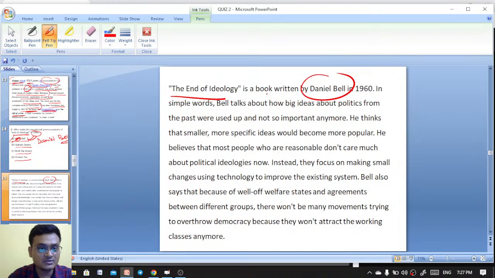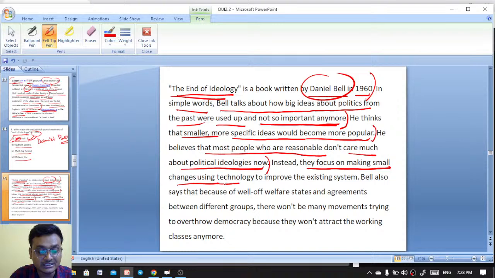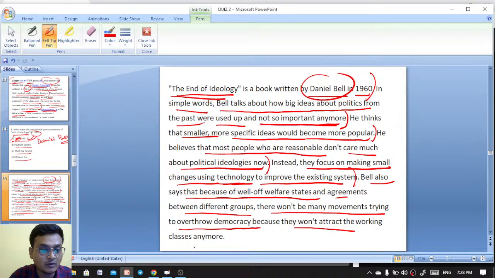The End of Ideology is a book written by Daniel Bell in 1960. In simple words, Bell talks about how big ideas about politics from the past were used up, not so important anymore. He thinks that smaller and more specific ideas would become more popular nowadays. He believes that most reasonable people do not care much about political ideologies now. Instead, they focus on making small changes using technology to improve the existing system. Bell also says that because of welfare states and agreements between different groups, there would not be many movements trying to overthrow democracy because they would not attract the working class anymore.